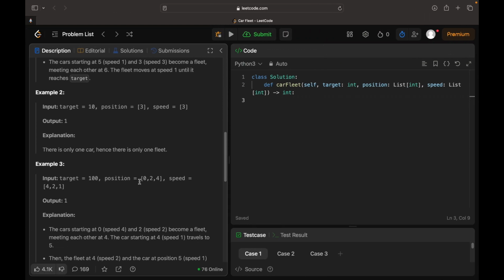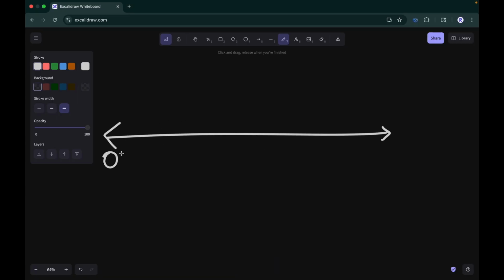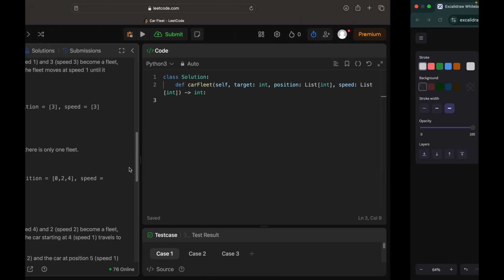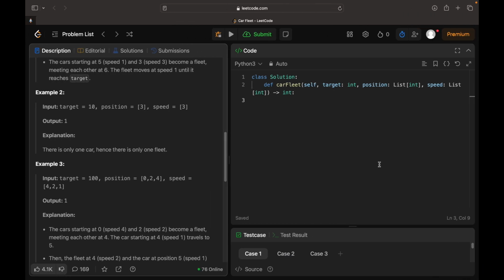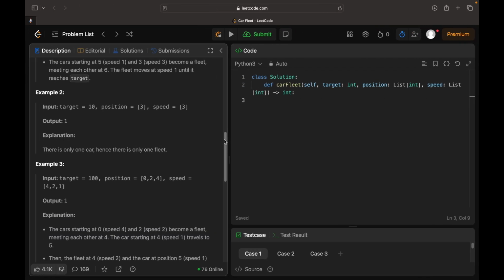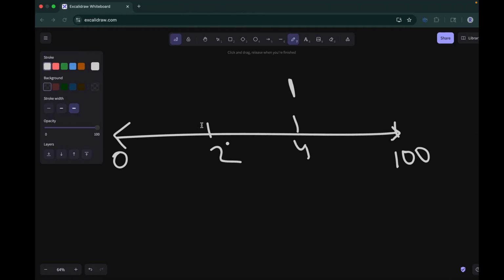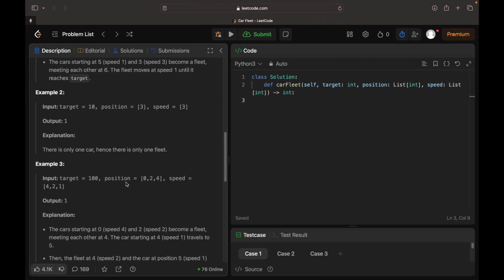And let's try to take 0 to 4. Okay. So we have something like this at 0, 2, and then 4. The final position here is 100. That's a long way to come. 4 is driving at 1 kilometer per hour. So 4 is driving at 1, and 2 is driving at 2, and 0 is driving at 4. When are they going to reach?